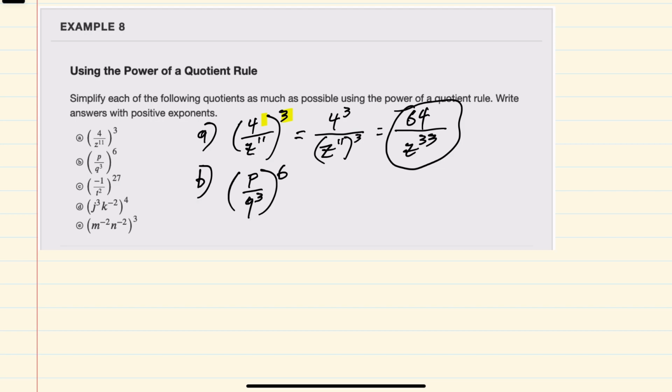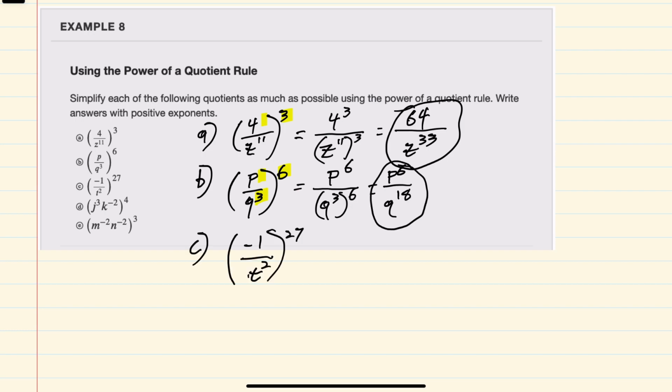For b, we have p over q to the 3rd raised to the 6th, applying the power. In the numerator, we would have p to the 6th, and in the denominator, q to the 3rd to the 6th, which we could then simplify to be p to the 6th over q to the 3 times 6, or 18.